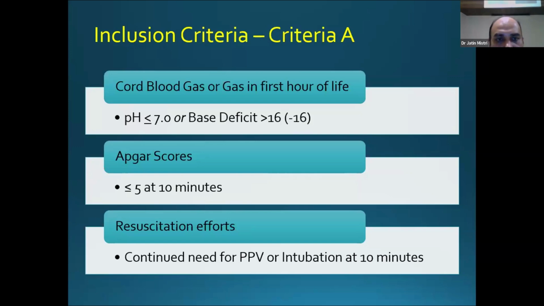If you don't have this, another way could be the Apgar score. If your Apgar score is less than or equal to 5 at 10 minutes of life, that does indicate that this baby had sufficient hypoxic ischemic events. And third, if you don't have that information either, you can use another criterion, which is a continued need for PPV or intubation at the end of 10 minutes. So after 10 minutes, if you still need PPV, that means there was a sufficient hypoxic ischemic injury. So at this point, you can see that this baby had an acquired hypoxic ischemic event.